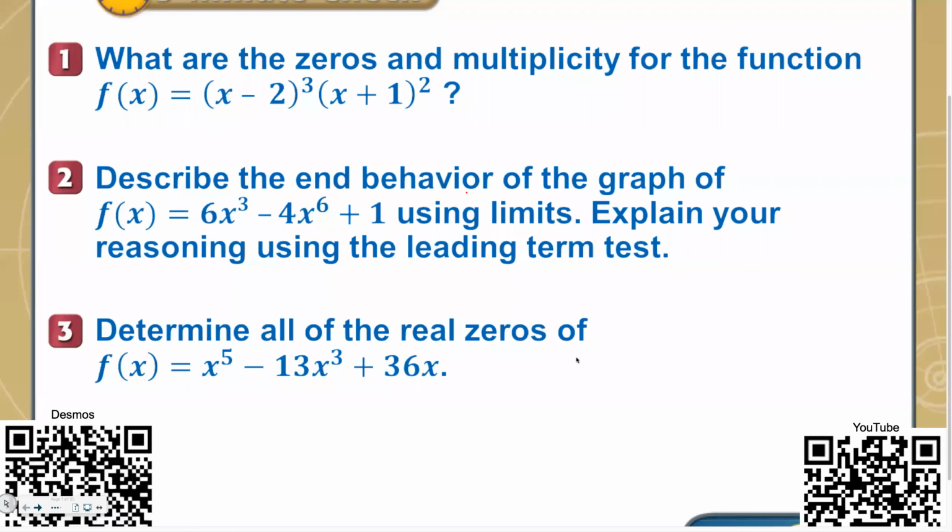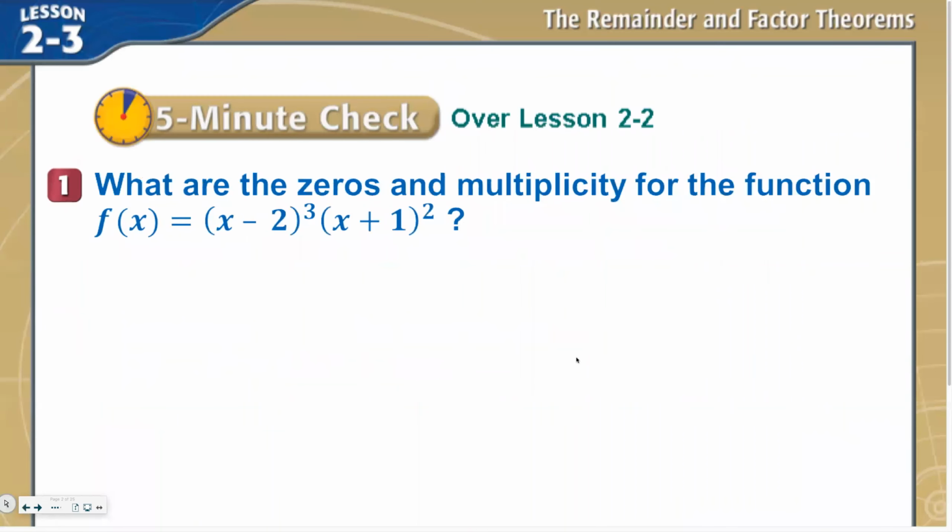All right, so take a look at number 1 here. It says state the zeros and multiplicity for the function. How do you find zeros from factors? You see factors here. We got 2 factors. How do you find zeros from that?